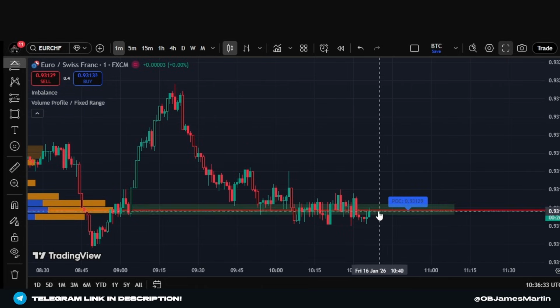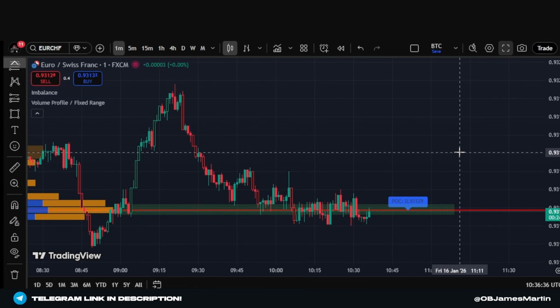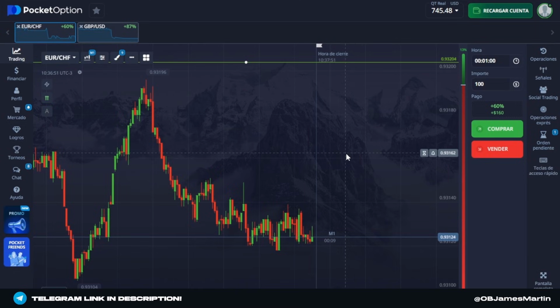The other block on the 1 minute chart, a key level for this one.